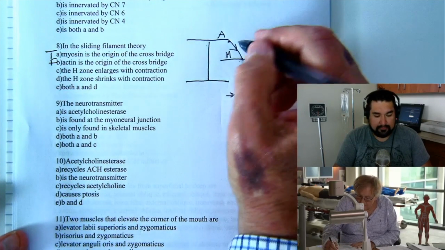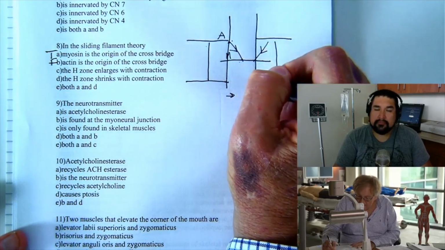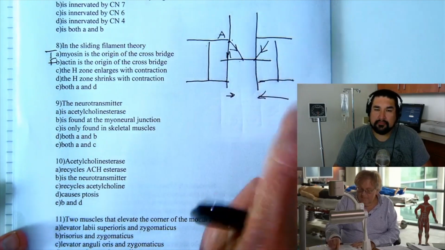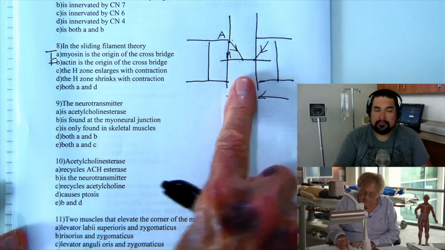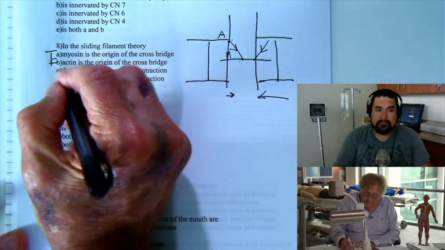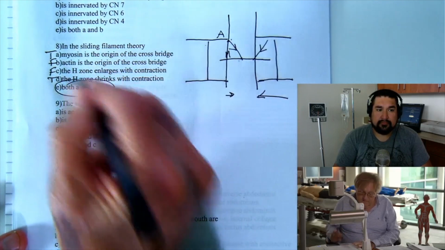This is the H zone. Remember, the H zone is strictly going to be myosin. And so if I bring these 2 together and contract, this H zone is not going to enlarge, so that's false. It's going to shrink. So that's true. So the answer is A and D.